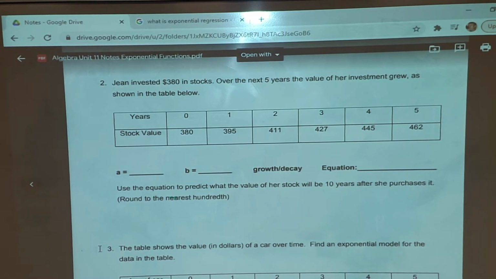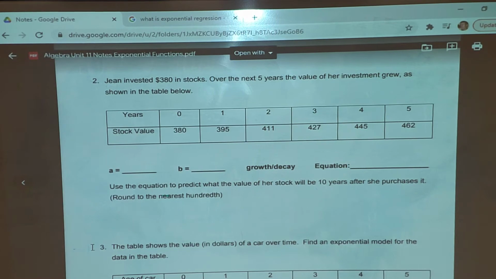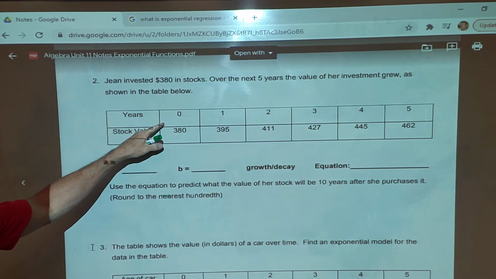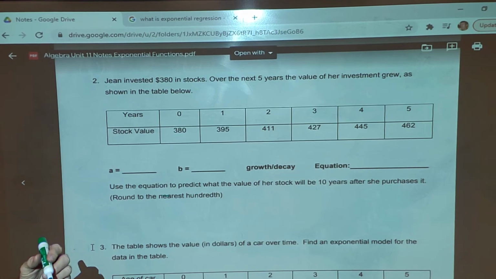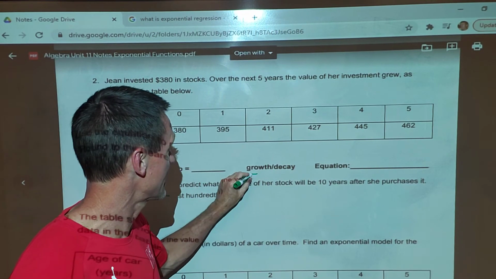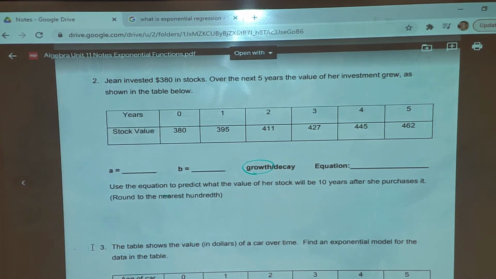All right, problem 3. Jean invested $380 in stocks. Over the next 5 years, the value of her investment grew as shown in the table below. So she began with 380. Each year it grew, it got bigger and bigger. So obviously this is going to be growth. Again, our value of b should be greater than 1 when we work this out.